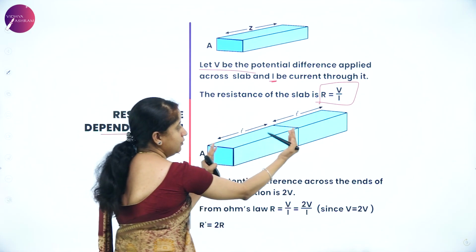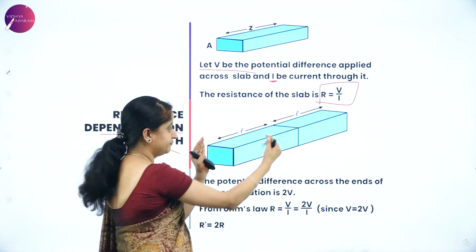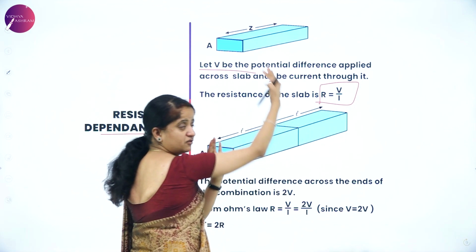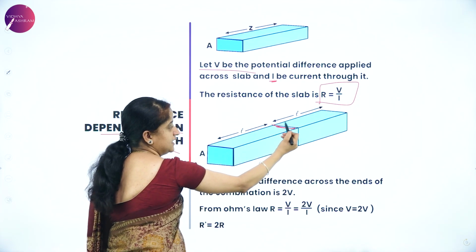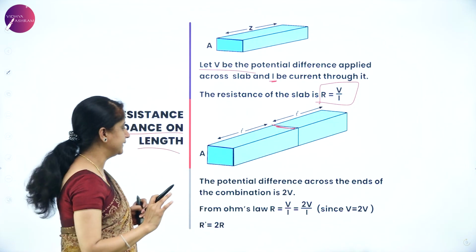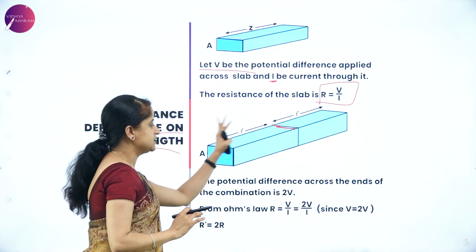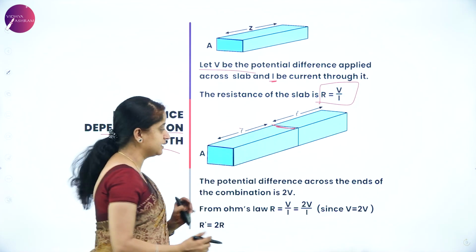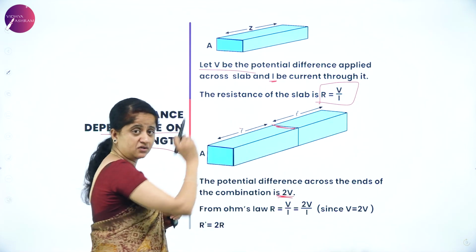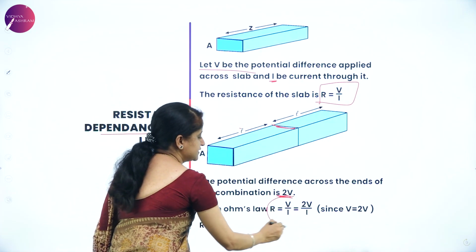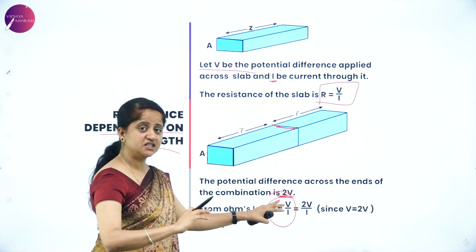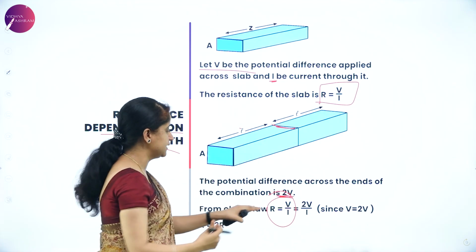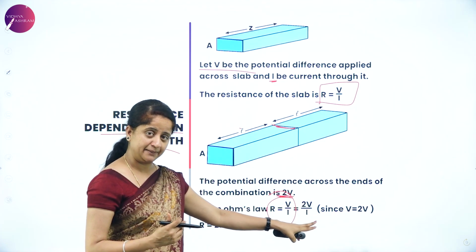So, I have now increased the length. Now, I have increased the length to twice its original length. You can see here, this is the original length. Now, I have increased the length of the conductor. So, now the potential difference across the ends of this conductor becomes 2V. Initially, it was only V. Now, Ohm's law says that resistance is equal to V divided by I. Since the potential doubles as we increase the length, it is 2V divided by I.